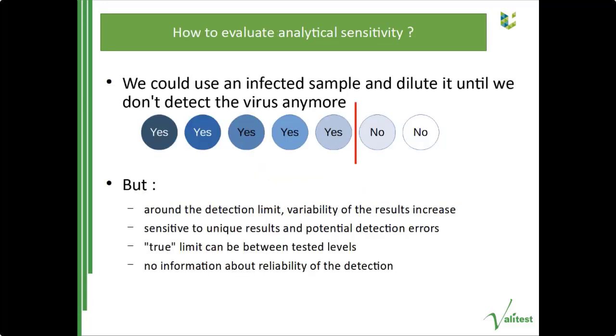We could use an infected sample and dilute it until we don't detect the virus anymore. We then record the last level of dilution where we detect the virus. But we know that around the detection limit, variability of the result increases, and then this result is sensitive to unique results and potential detection errors. Moreover, the true limit can be between tested levels of dilution, and we don't get any information about the reliability of the detection.